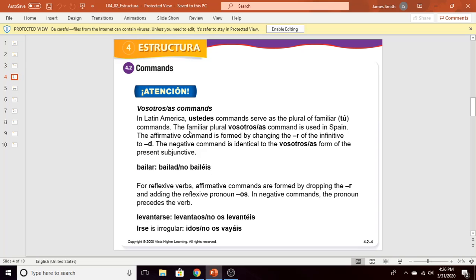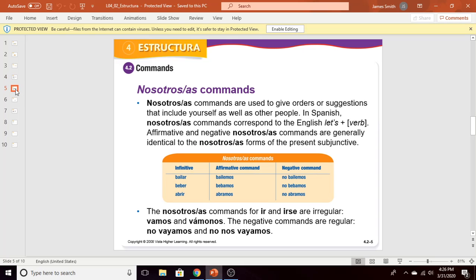We're never going to see this. This is vosotros commands. Look how weird they are. If I were in Spain telling a group of people to dance, I would say bailad, comed, hablad. So you can see how strange these look. Fortunately, we would just use ustedes instead of vosotros. For nosotros commands, again, this is kind of iffy if you really consider these commands. It's kind of the equivalent of saying, like, let's go, let's look, let's listen, let's dance.